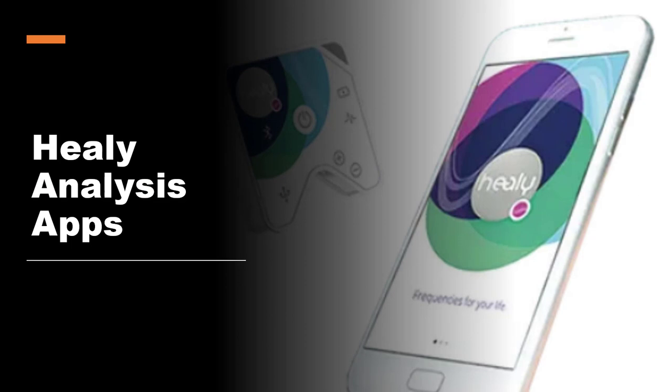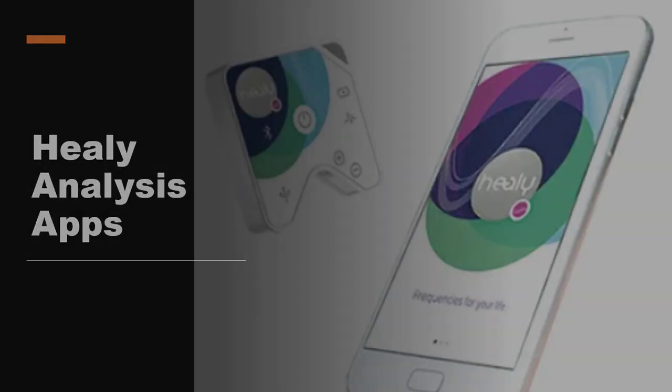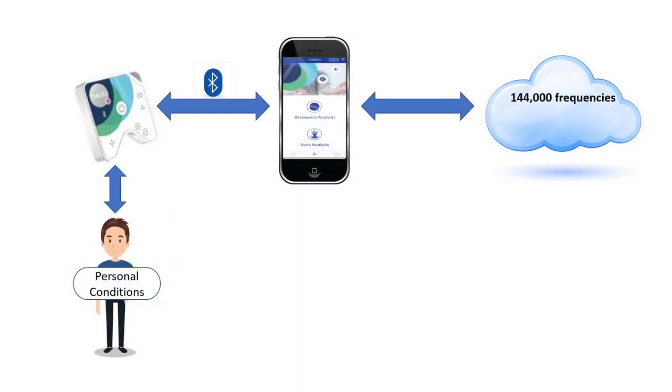But there's another way to go about it too, and these are what we call the Healy analysis apps. They work a little bit differently. In this, you have existing personal conditions, and you push a button to start running the Analyze app. And when you do, your phone talks to the Healy and says, okay, start running this.